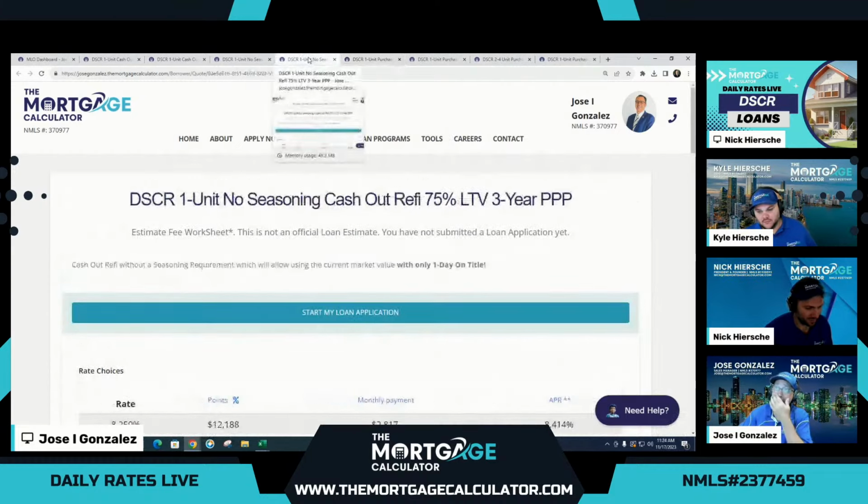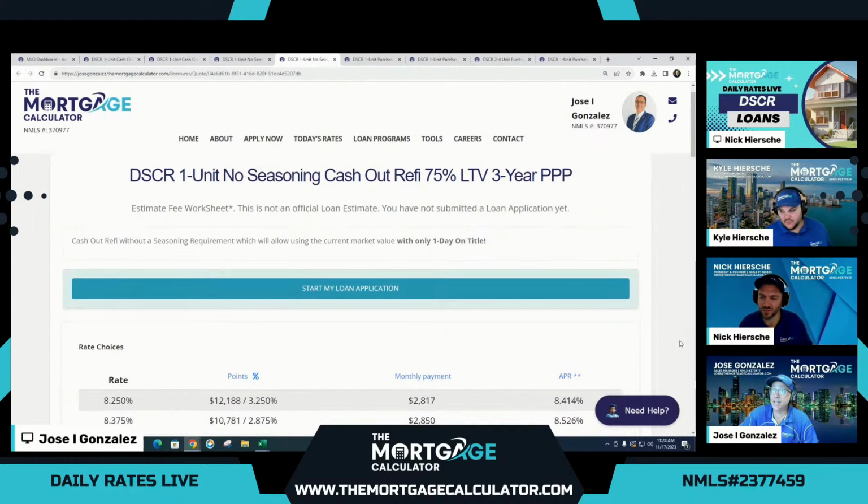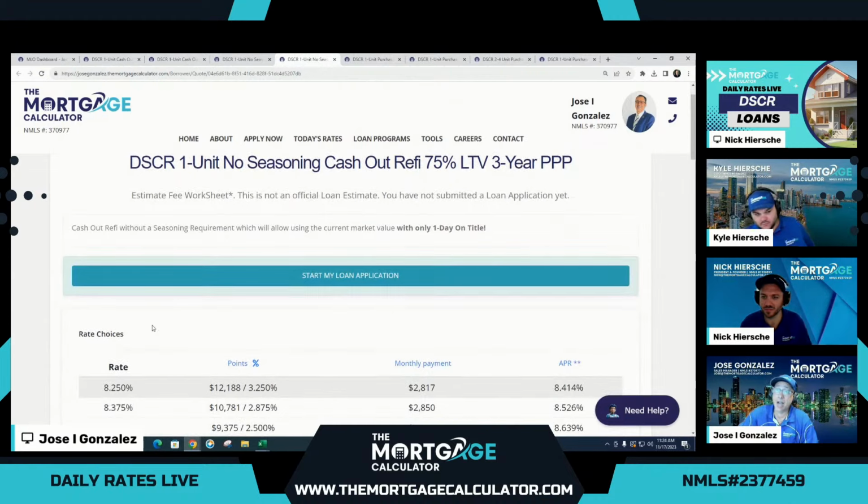Now, another mind blower, right? DSCR, 1 unit, no seasoning cash out, and I think this will apply to a 1 to 4 unit as well. No seasoning cash out refi 75% LTV with a 3-year prepay. On this particular option, the maximum prepay is 3 years, but it's a cash out refi without a seasoning requirement, which will allow using the current market value. That's what I mean by no seasoning.